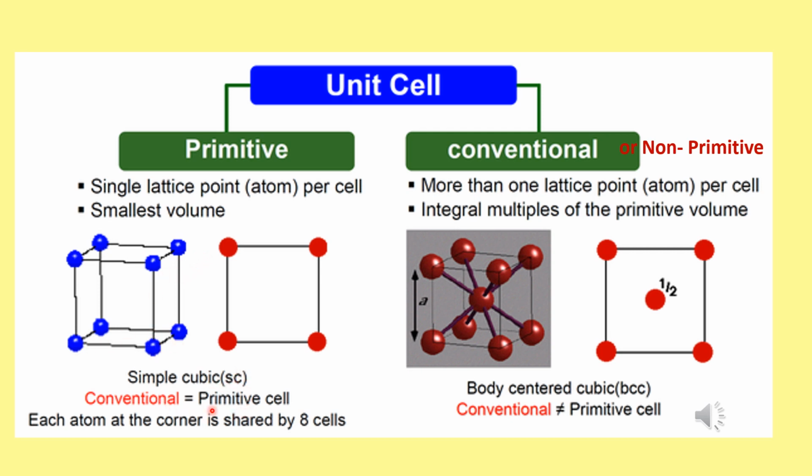In this case, the conventional unit cell and the primitive cell are the same, but in the case of BCC, we have an extra point at the center of the body. So in the case of the BCC structure, the conventional unit cell is not the primitive unit cell. It is the same only in the case of simple cubic.